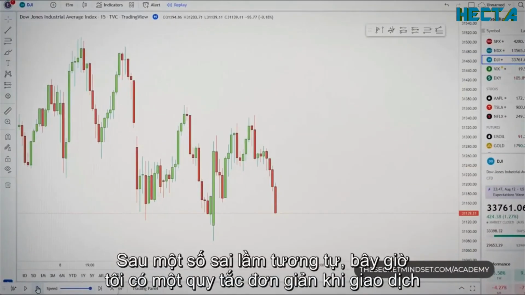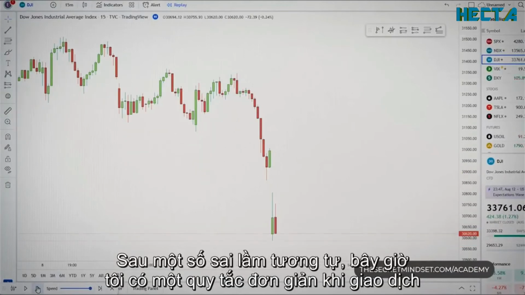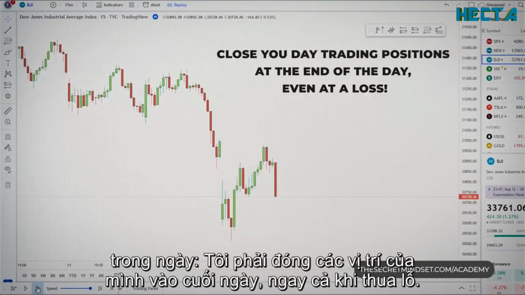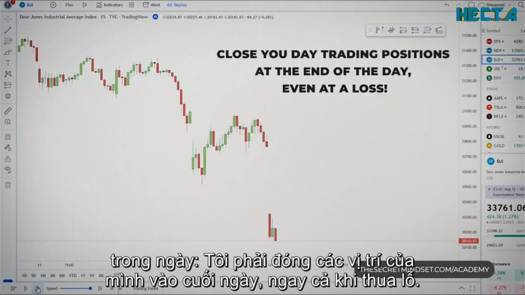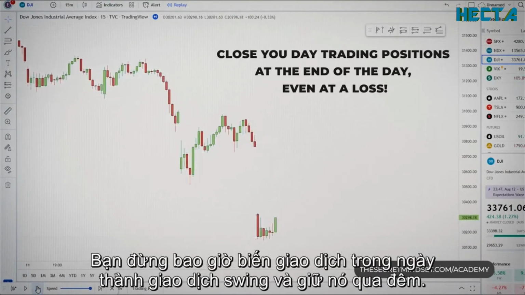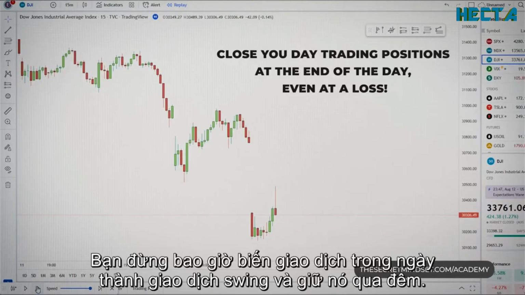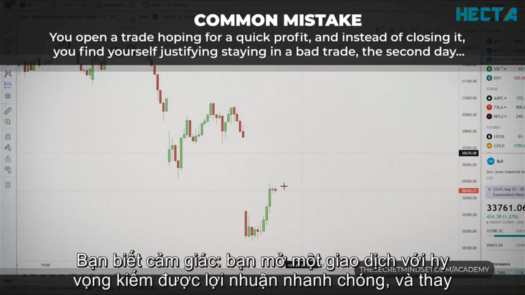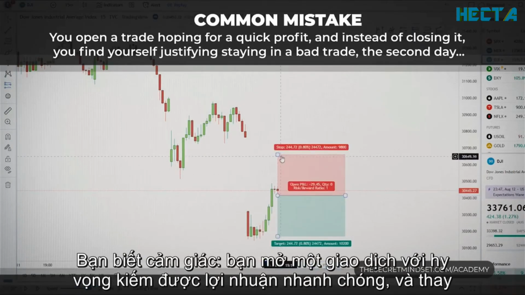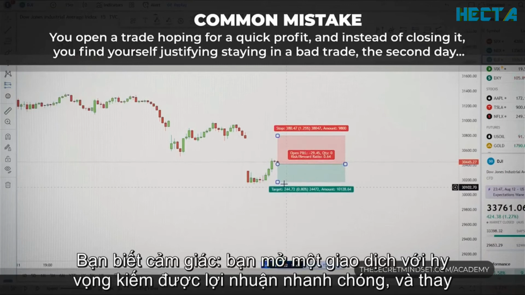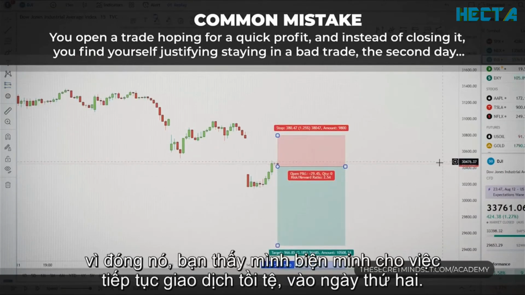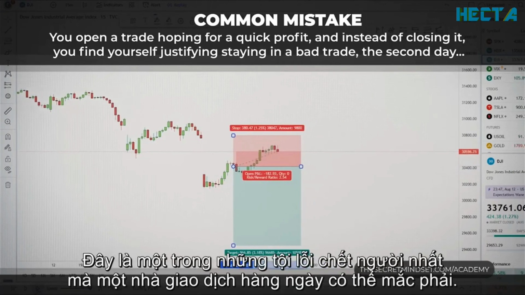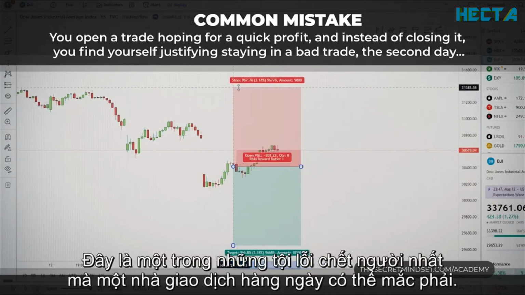After several similar mistakes, I now have a simple rule when I'm day trading. I must close my positions at the end of the day, even at a loss. You should never turn a day trade into a swing trade and hold it overnight. You know the feeling. You open a trade hoping for a quick profit, and instead of closing it, you find yourself justifying staying in a bad trade the second day. This is one of the deadliest sins a day trader can make.